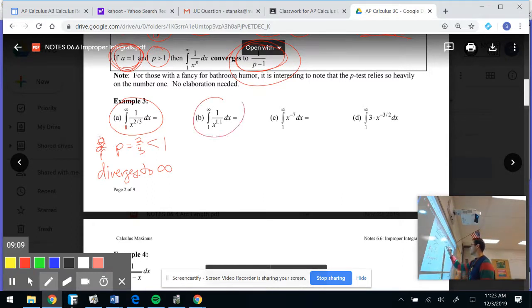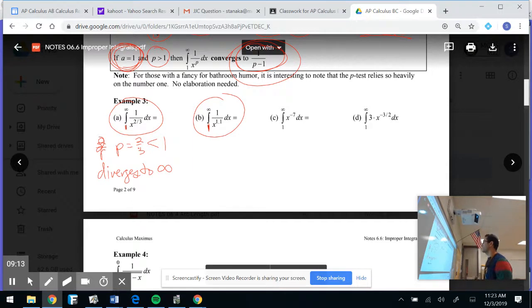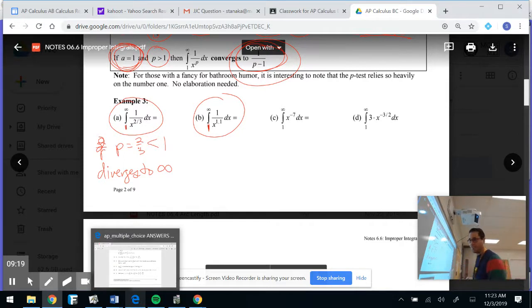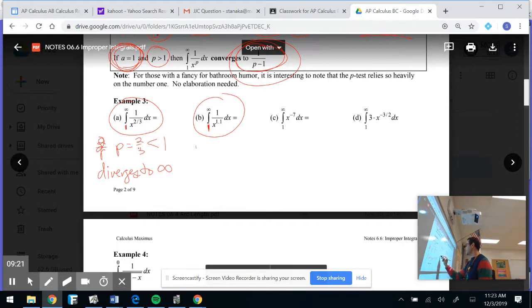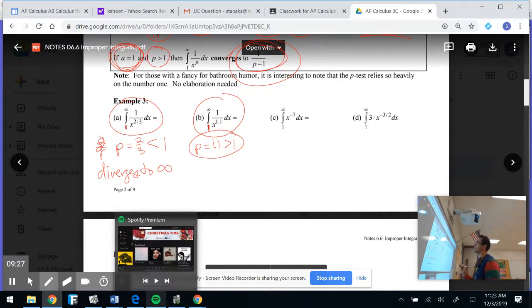Okay, let's do the next one. This one's interesting. It's a 1 right there, so I don't even have to do any of my work. I can use this little shortcut here. Maybe on the AP it just says, does it converge or diverge? That definitely converges because my p is equal to 1.1, which is greater than 1. Now on the AP exam, they'll ask you what it actually converges to. So we have to find out what it converges to.